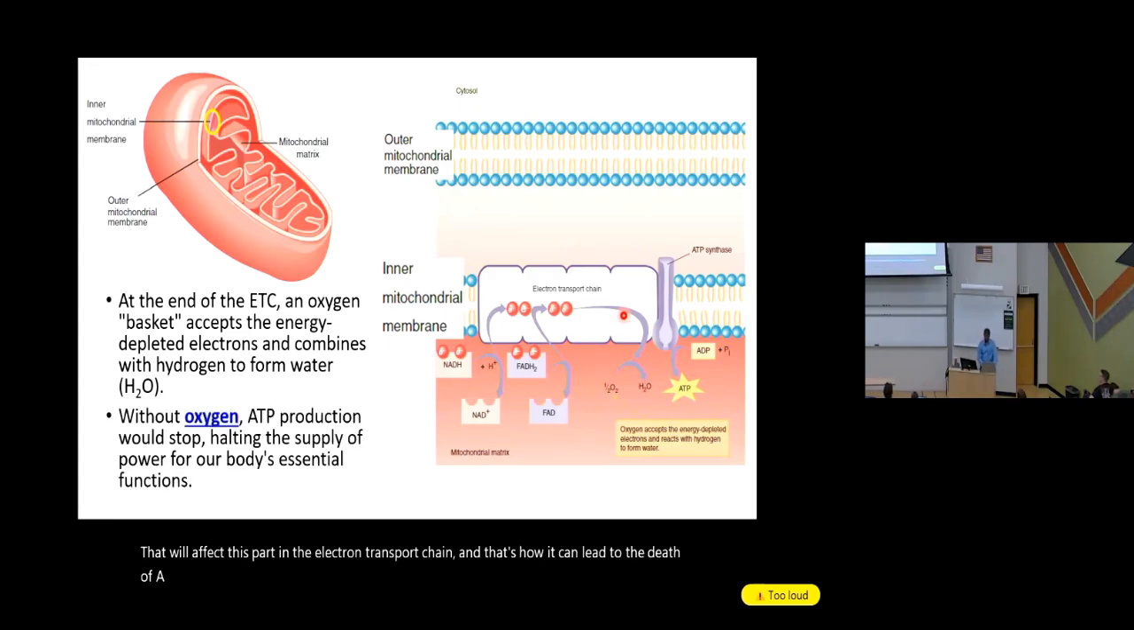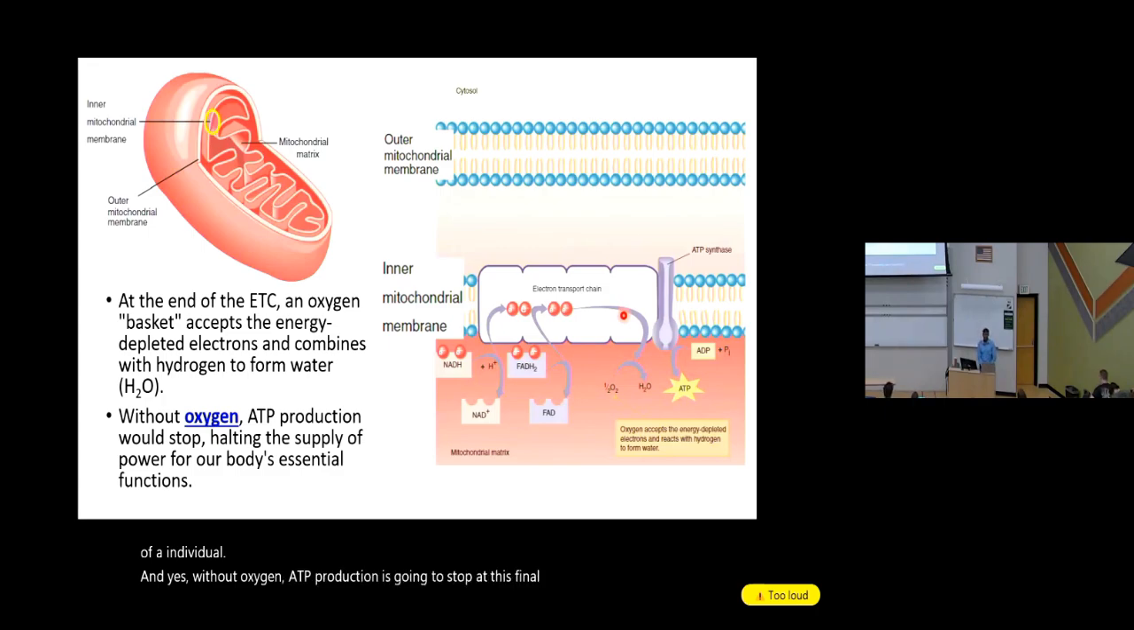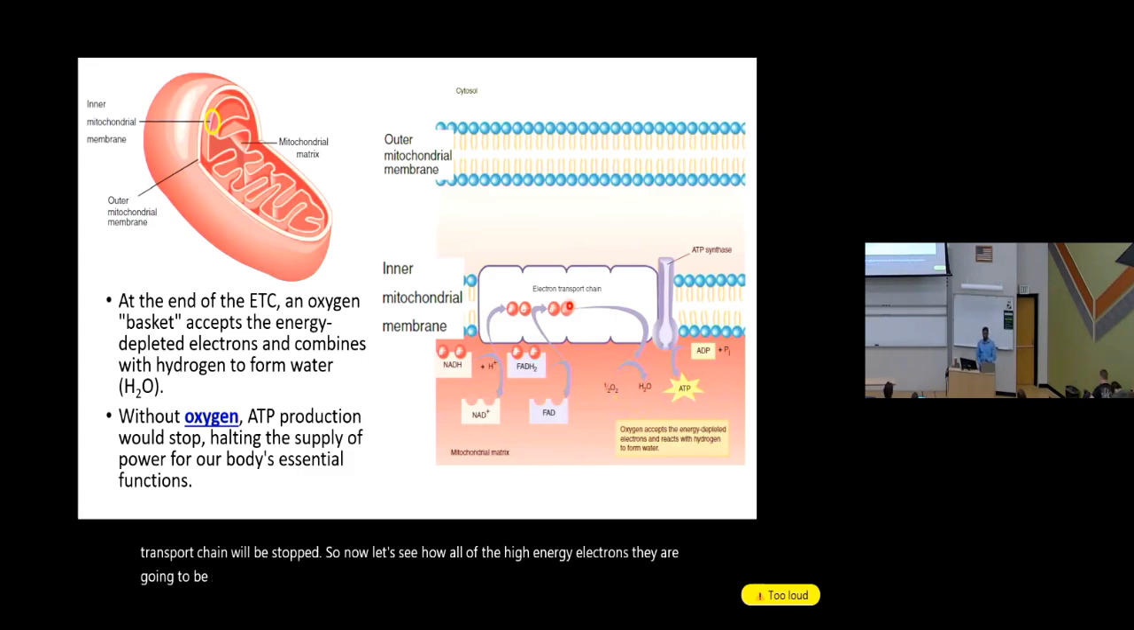And yes, without oxygen, ATP production is going to stop, right? This final step in the electron transport chain will be stopped. So now let's see how all of the high energy electrons are going to be used for making ATP. Let's see how all of this energy is used to make ATP.